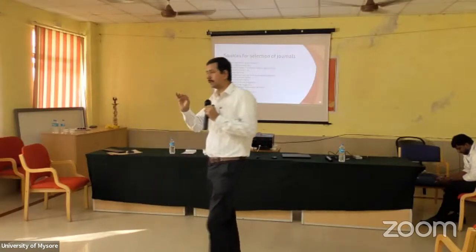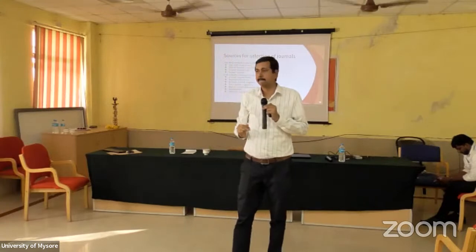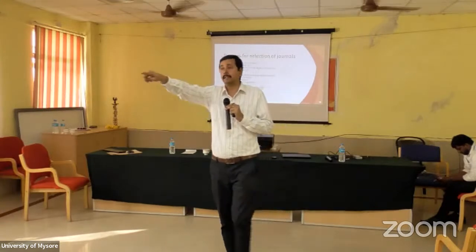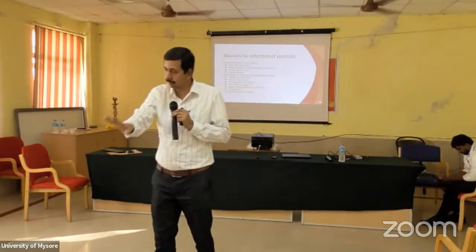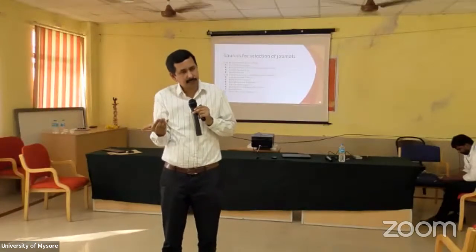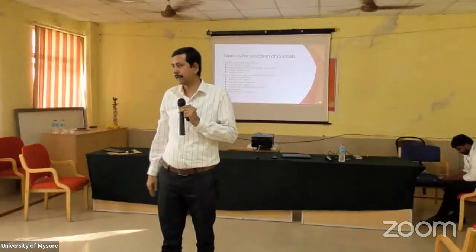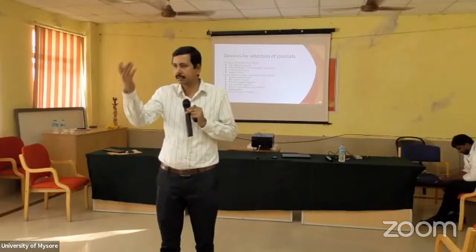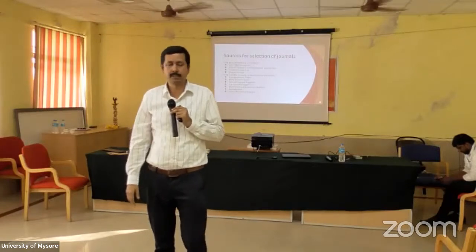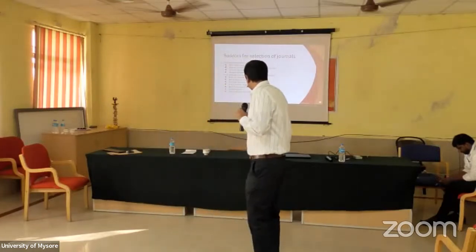So H5 index ಆಧಾರದ ಮೇಲೆ ರ್ಯಾಂಕ್ ಮಾಡುವಂತಹ ವಿಷಯವಾರು ಪಟ್ಟಿ, subject wise list is available. Okay. Subject wise 20 journals are ranked. Overall 100 journals are ranked for broader disciplines. That's Google Scholar.